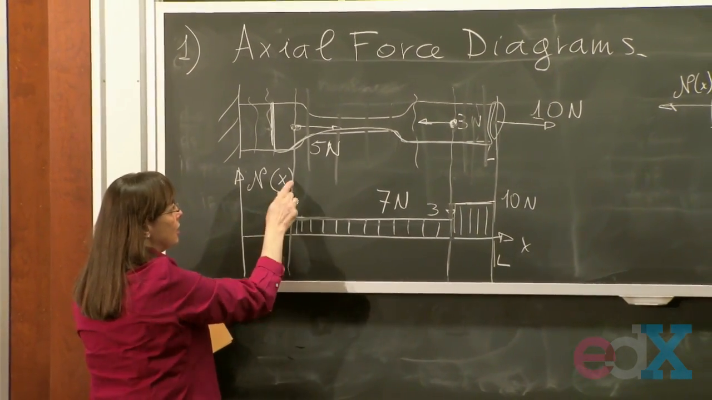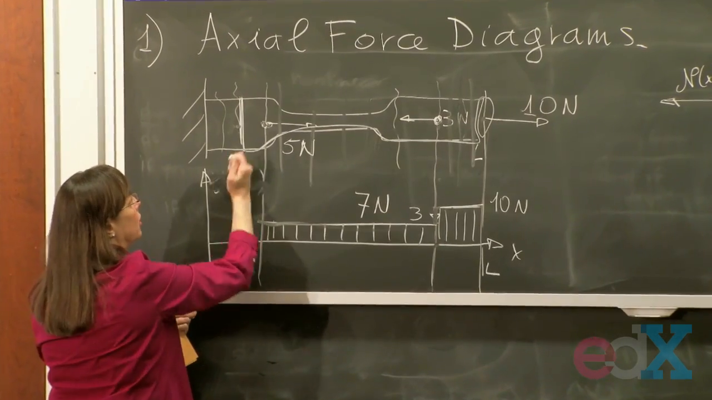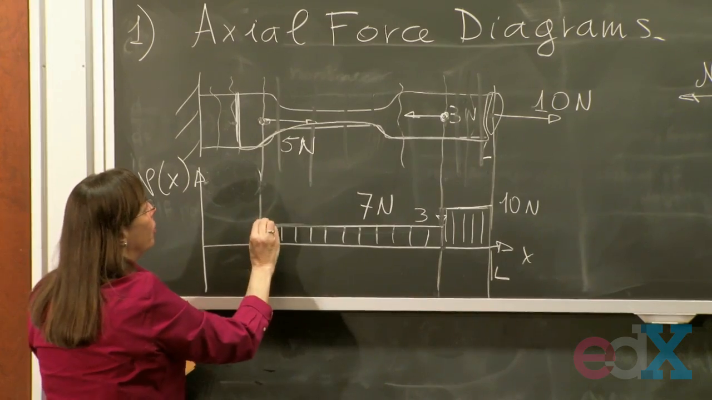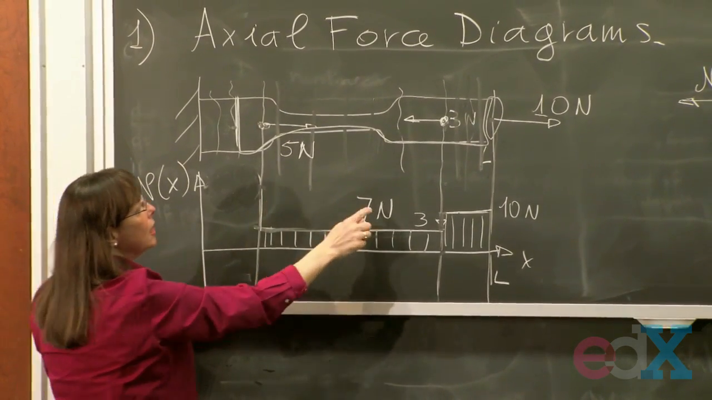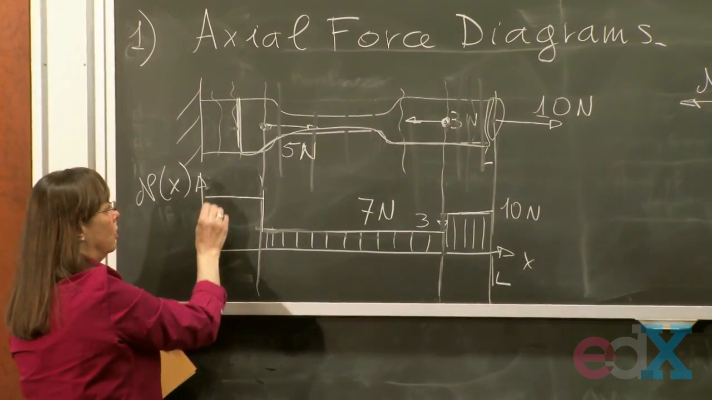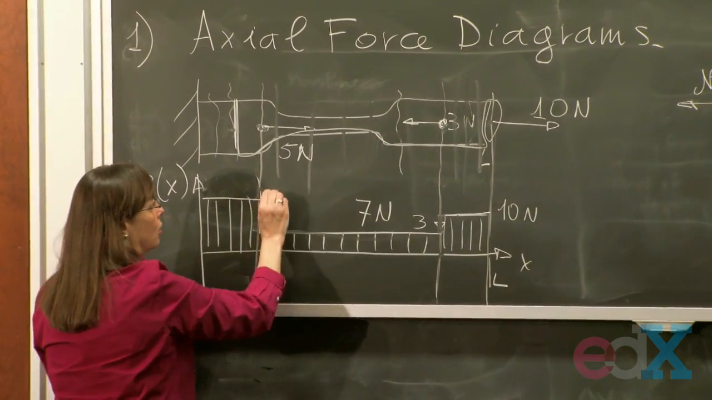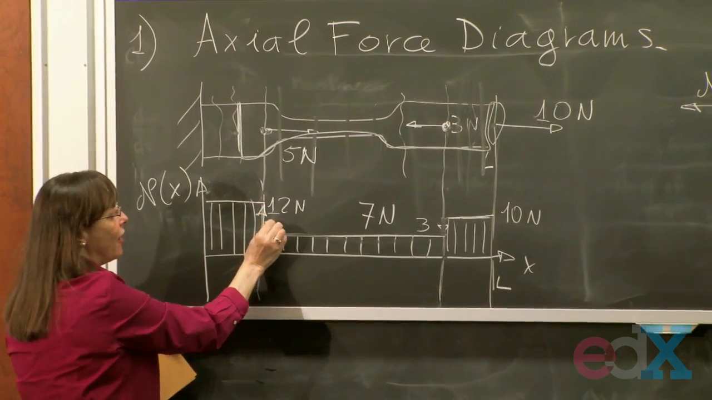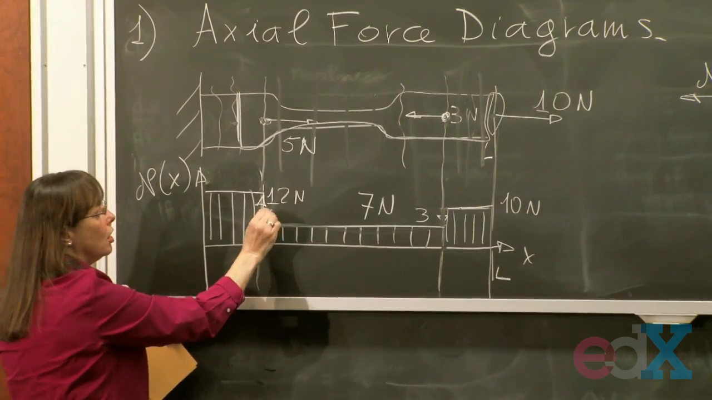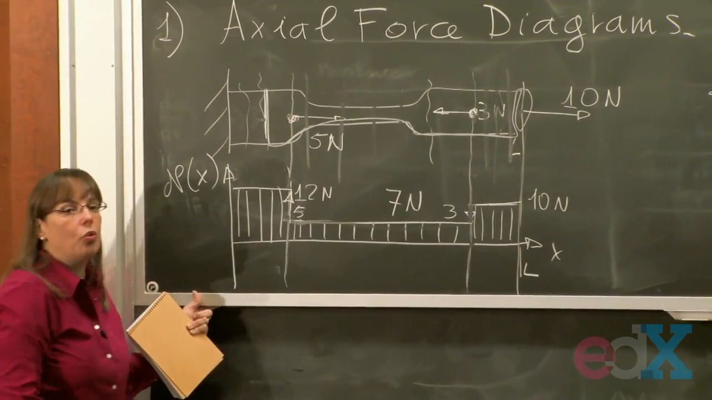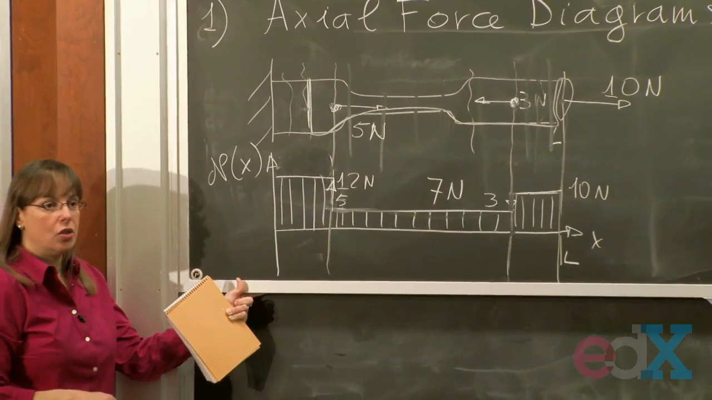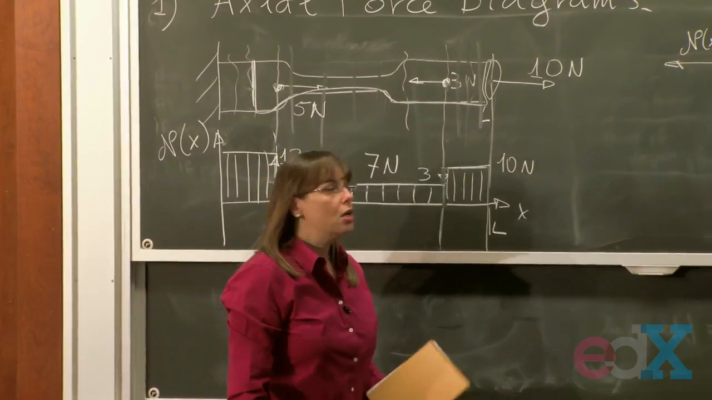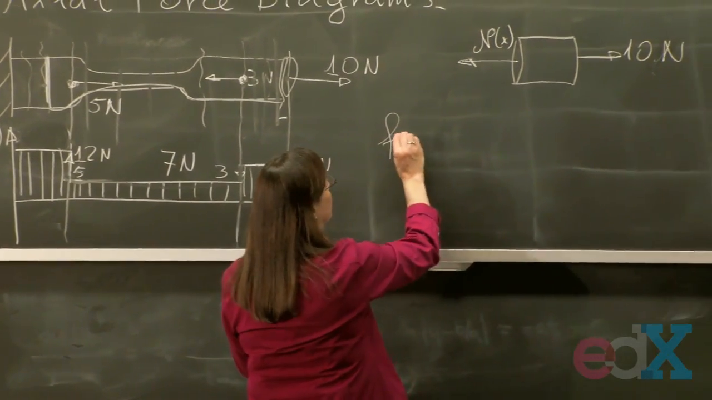So this N of x is going to come up all the way up to 7 plus 5, 12 newtons. See, I went up now. I went up by 5 newtons because this thing adds to what I have to carry. You see? So this thing is my axial force diagram. Okay? So this is for concentrated load.